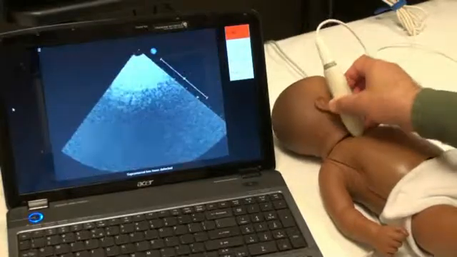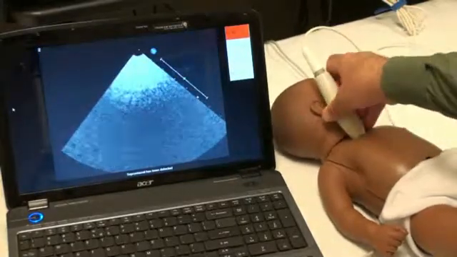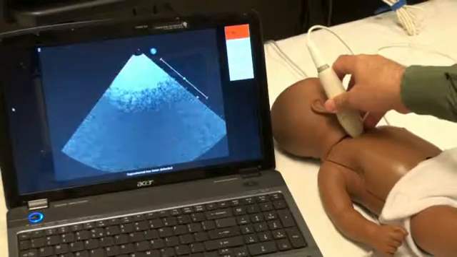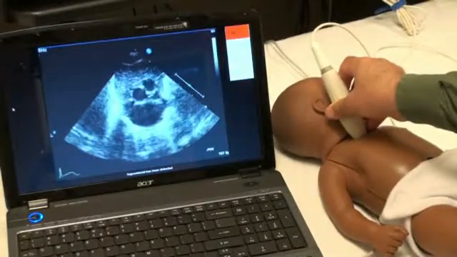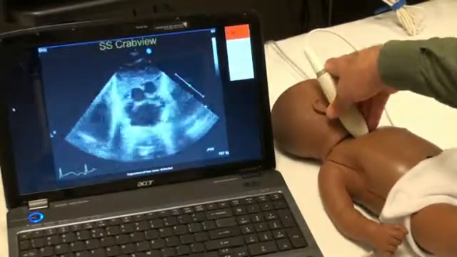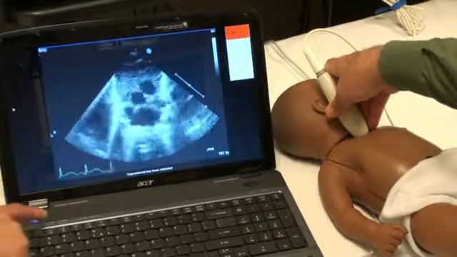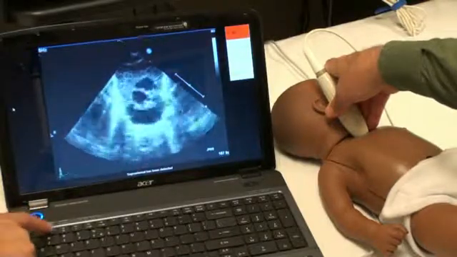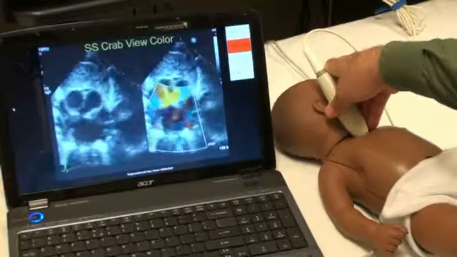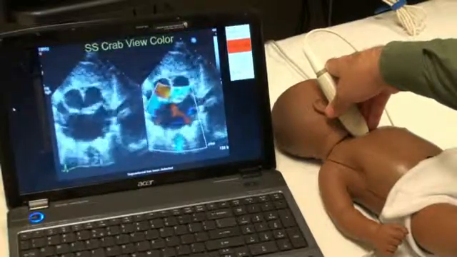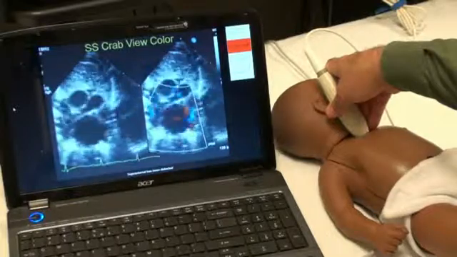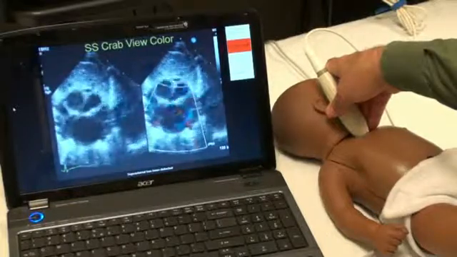And if we continue rotation clockwise and tilting downward, at this point we're demonstrating the crab view, the pulmonary artery, aorta and the left atrium from suprasternal. Color flow demonstrates the 4 pulmonary veins crisscrossing in the left atrium behind the aorta and the pulmonary artery.